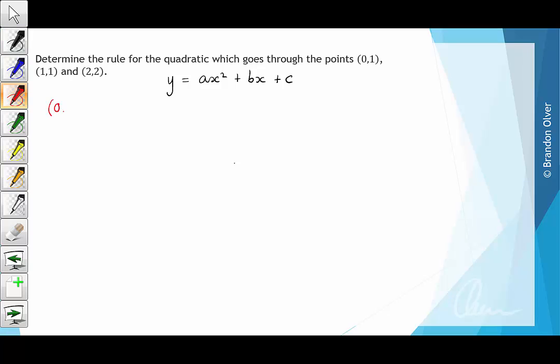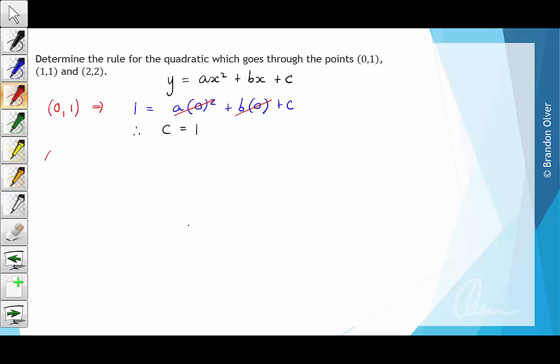So if I put (0, 1) into that equation, we get 1 = a times 0² + b times 0 + c. So therefore, c is equal to 1, because obviously these two both cancel to be 0.